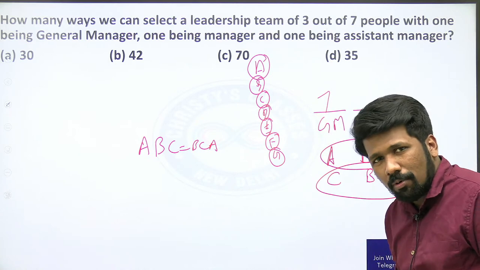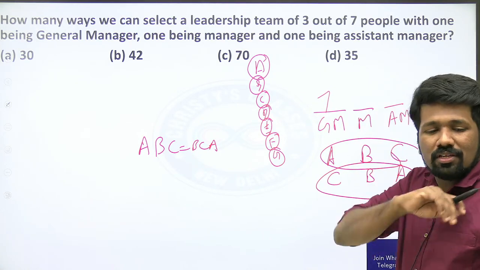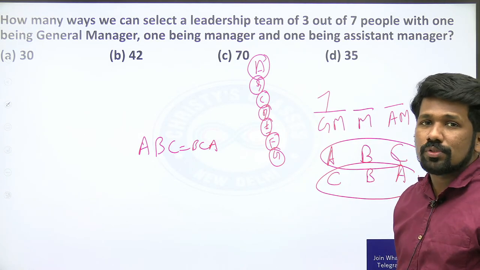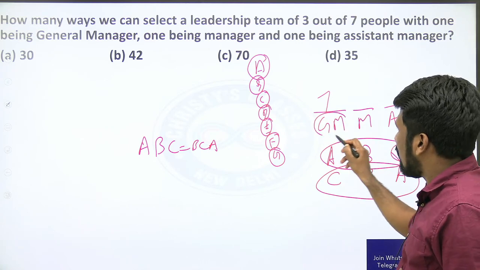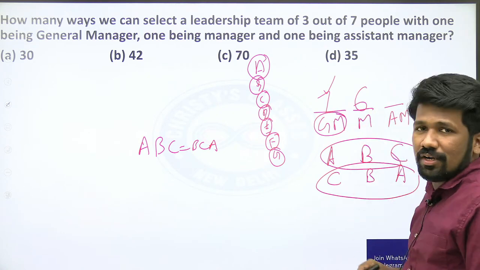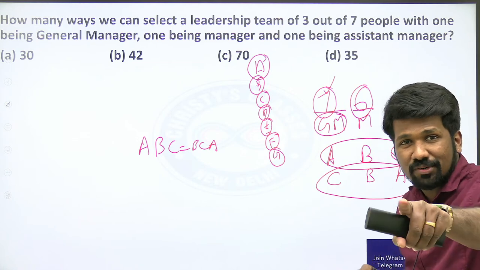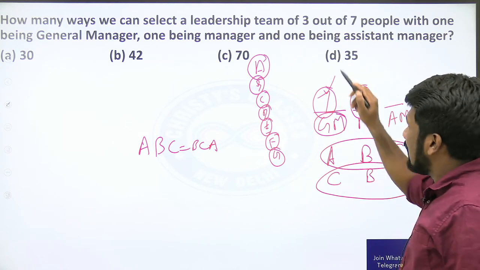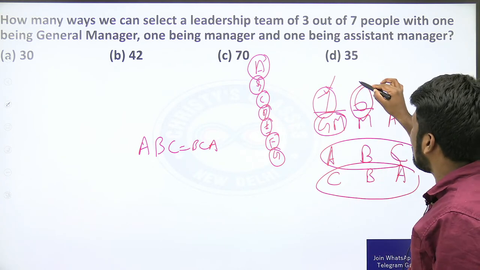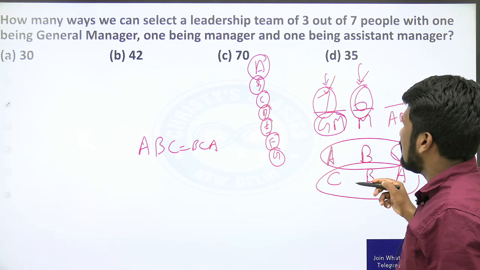That is where you have to worry about the order. If you have to worry about the order, it is permutations. And as I told you, you don't have to use the permutation formula. You have to use the basic fundamental principle of counting. The general manager can be selected in 7 ways. The manager can be selected in 6 ways only, because whoever is the general manager cannot be the manager also. In some questions it may be possible, but when you read this question, it is very clear the general manager will not be manager also.